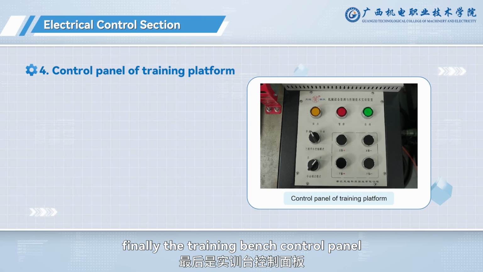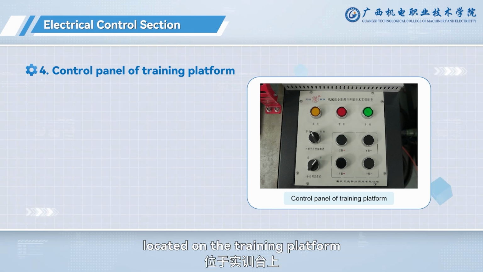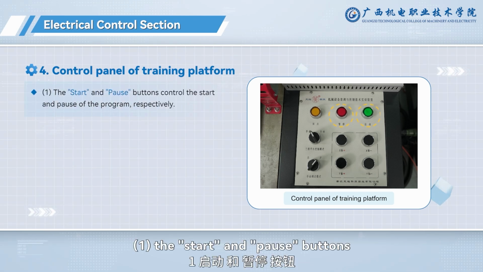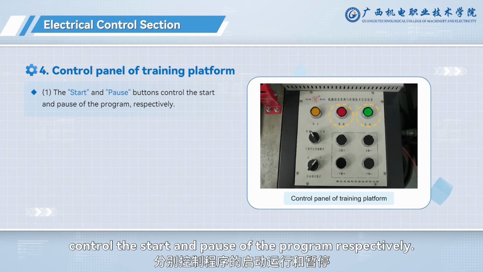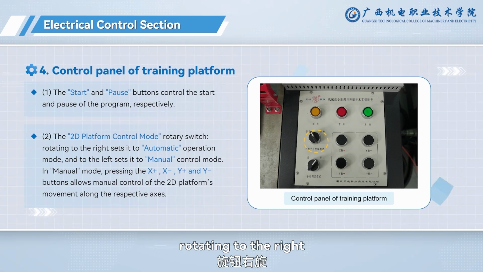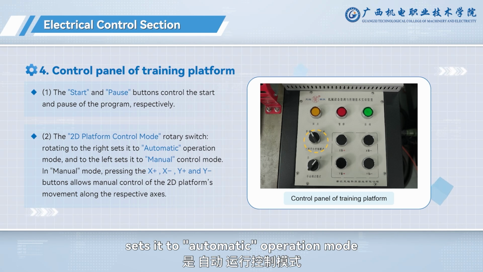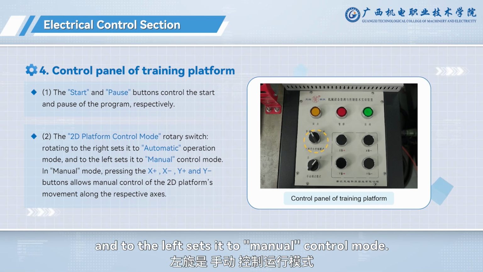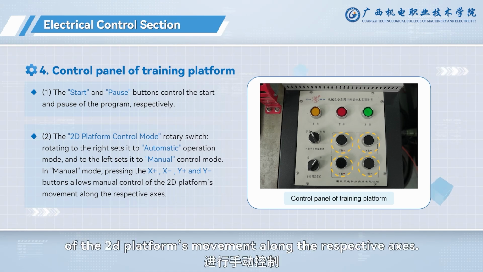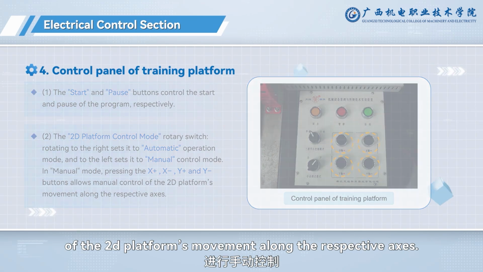Finally, the training bench control panel, located on the training platform, is mainly used to control the operation of the equipment. 1. The start and pause buttons control the start and pause of the program, respectively. 2. The 2D platform control mode rotary switch, rotating to the right sets it to automatic operation mode, and to the left sets it to manual control mode. In manual mode, pressing the X plus, X minus, Y plus, and Y minus buttons allows manual control of the 2D platform's movement along the respective axis.